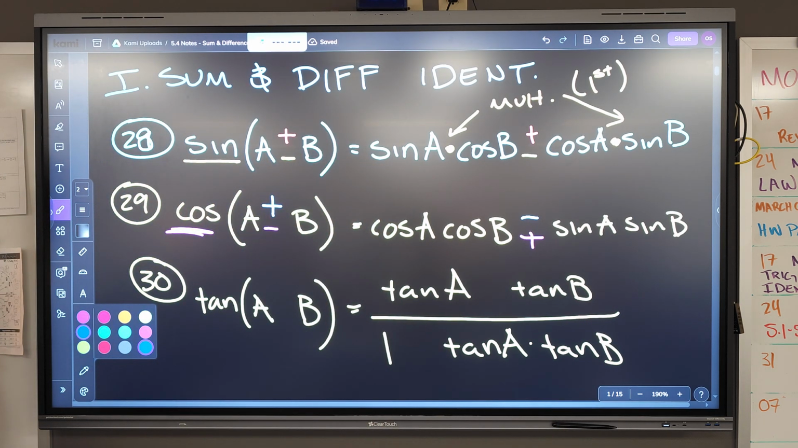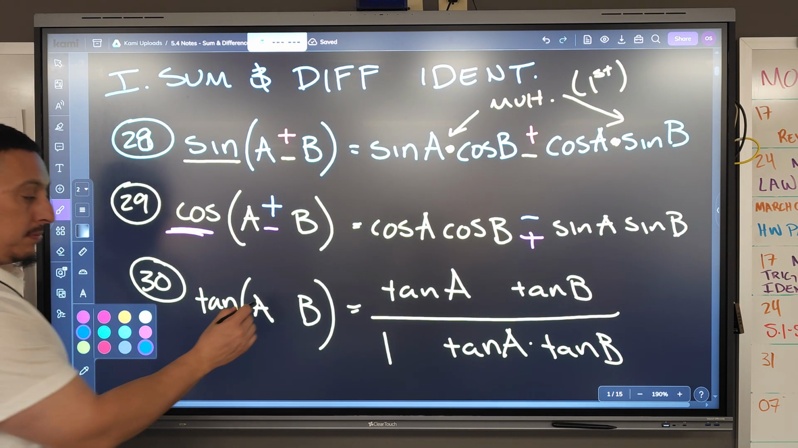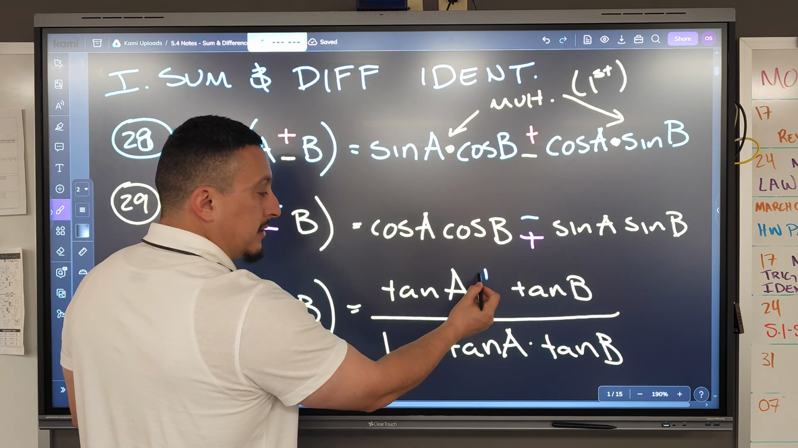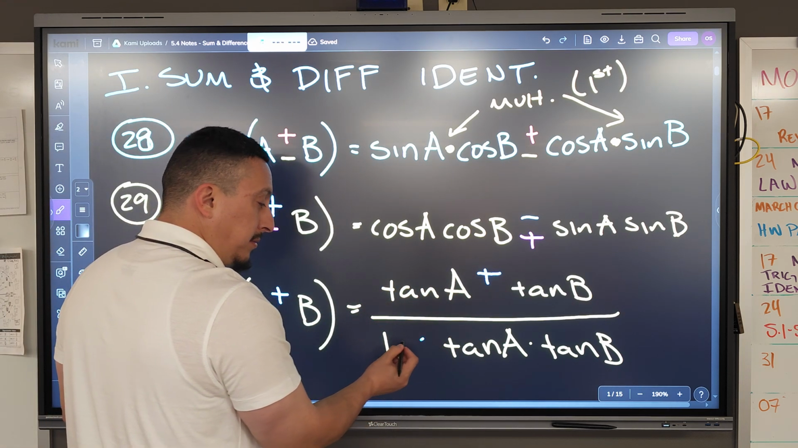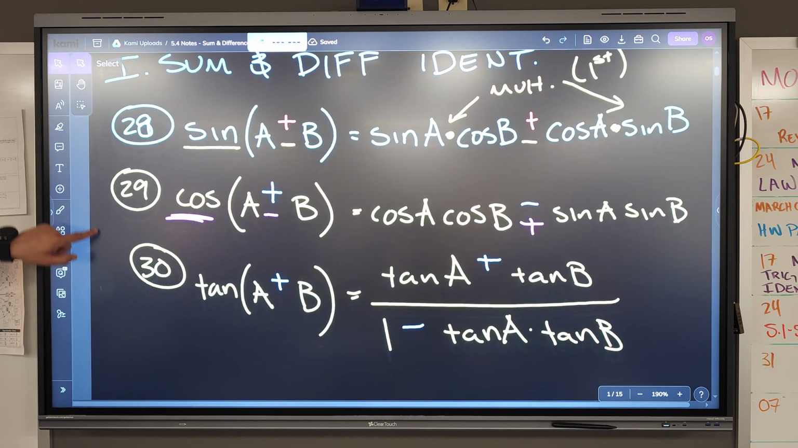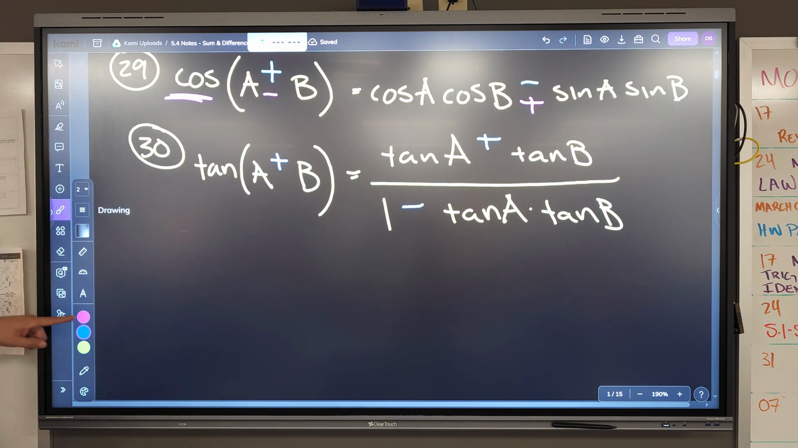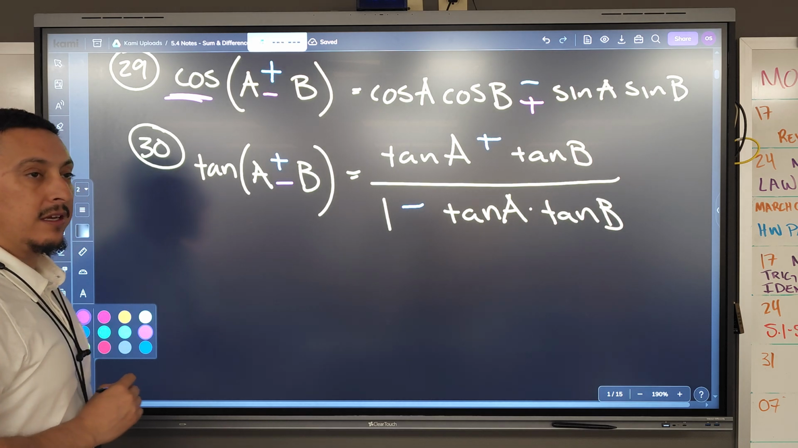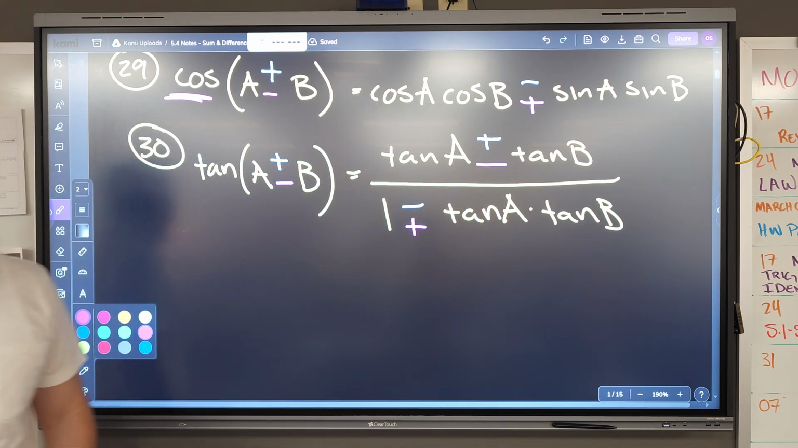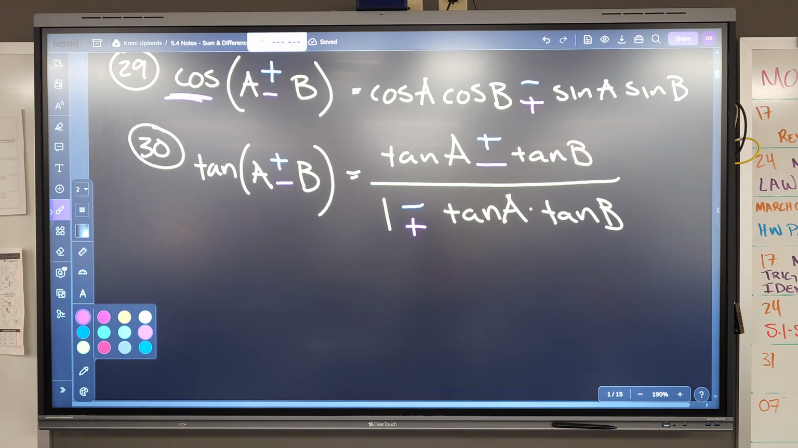And then it's the same pattern. If it's plus, if you're adding these two, then this will be plus and this one will be minus. But if you're subtracting these two, then this one's minus and this one's plus. So again, just be attentive to your signs. Okay. That's it. Those are the formulas. The identities.